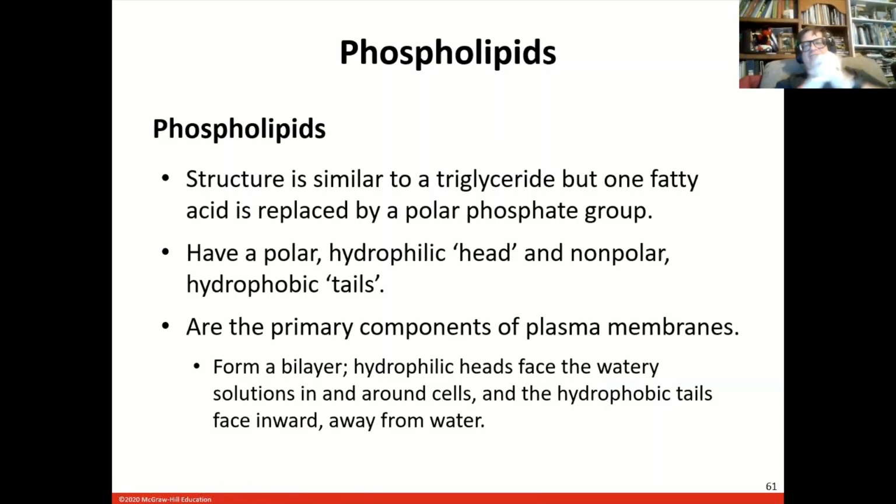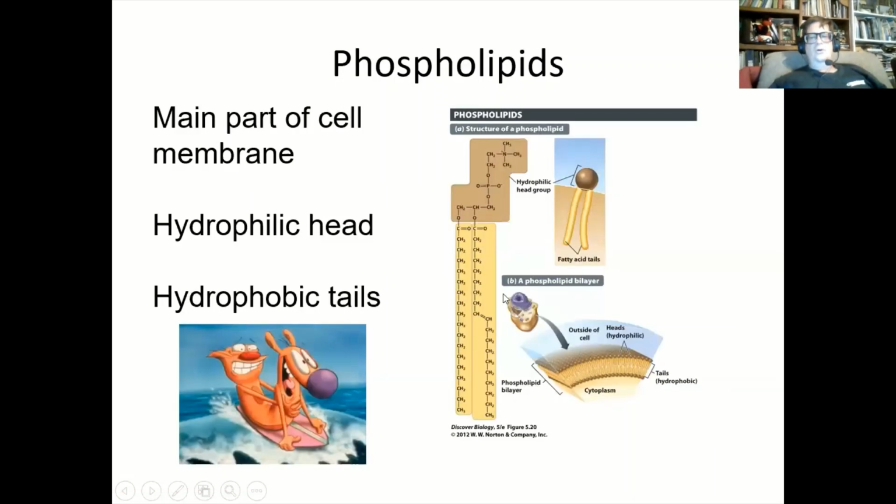Okay, now we're talking phospholipids. Phospholipids are way cool. All right, phospholipids are molecules that have the opposite ends act opposite ways. Hold on. Okay, much better illustration.